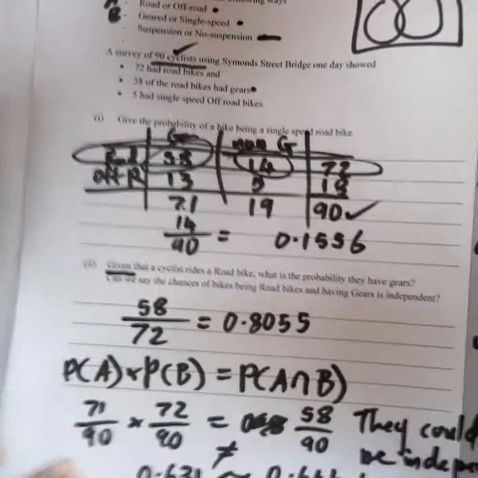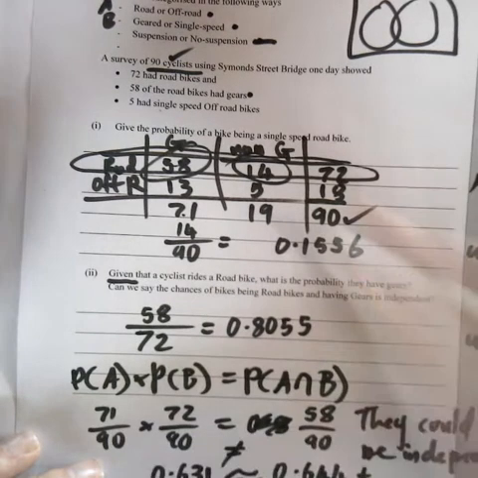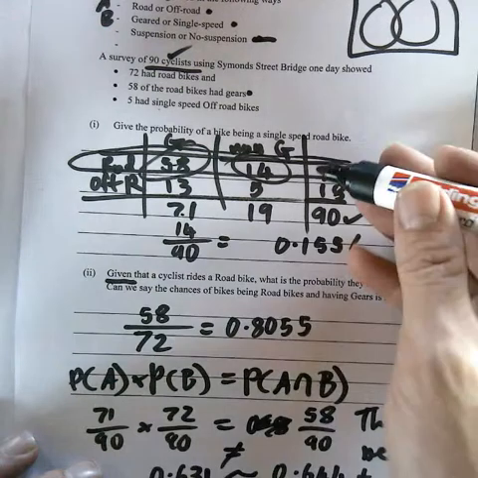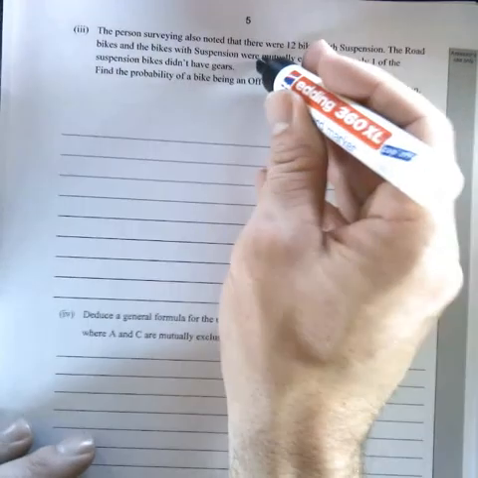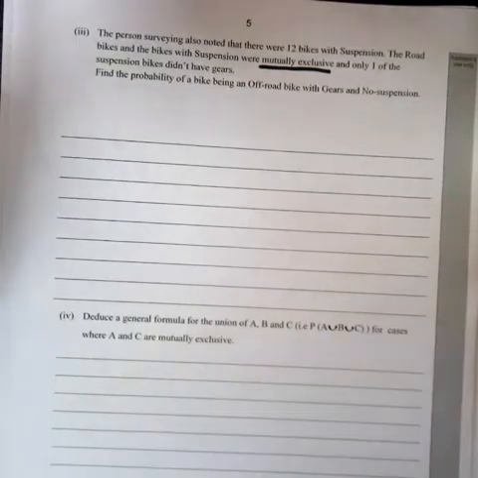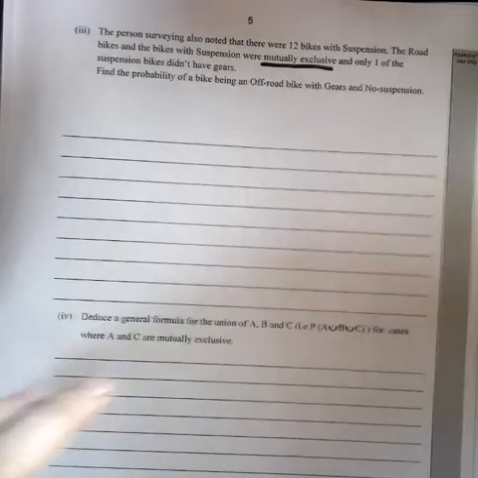The two-way table doesn't allow us to show a third variable very well, so I do need to go with a Venn diagram. There's a pretty interesting piece of information here. It says that road bikes and bikes with suspension are mutually exclusive. And if you know anything about bikes, road bikes don't normally have suspension, so it's pretty impossible to be a road bike that does have suspension.